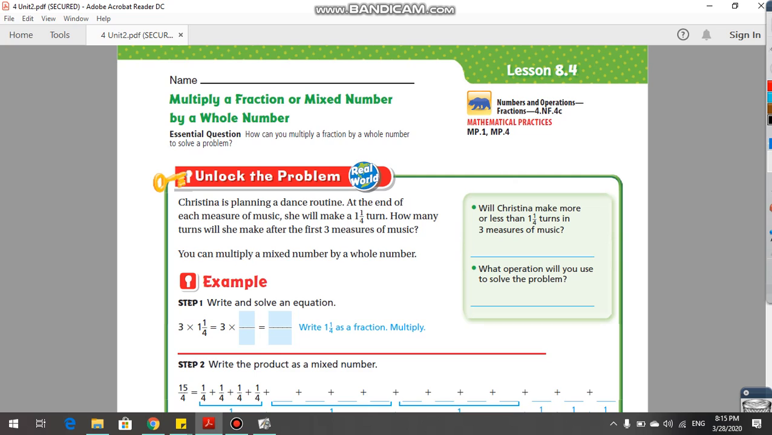Today's lesson is multiply a fraction or a mixed number by a whole number. Lesson number 8.4, page 343.